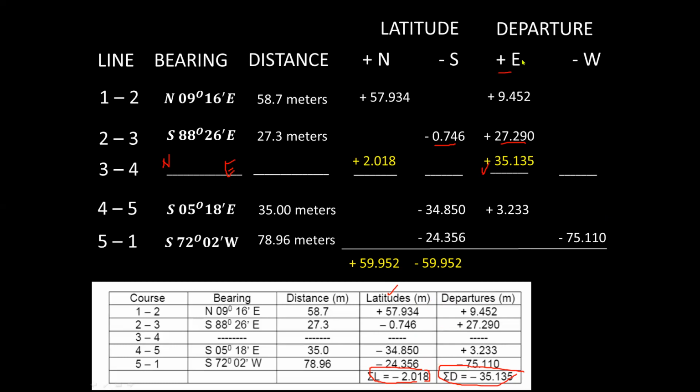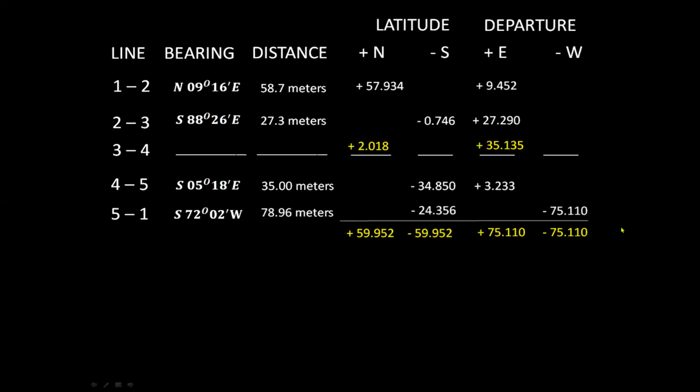Kapag dinagdag natin lahat ng mga numbers na nasa positive east, ito yung makukuha natin total. Kapag dinagdag naman natin lahat ng mga numerals na nasa column ng negative west, pareho lang. Yun nga lang, opposite of sign. So kapag dinagdag natin yung dalawang yan, 0. Nangangahulugang close traverse tayo. Magsasara yung system. So magmi-meet yung mga point natin. So finally, ayan na yung ating latitude and departure, kumpleto na yung data natin.